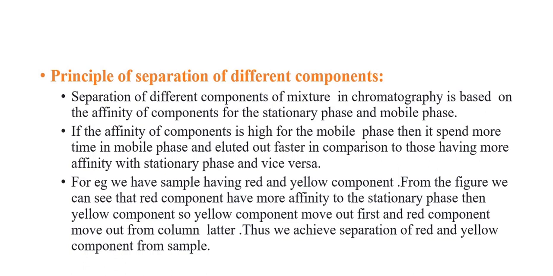If the affinity of the component is high for the mobile phase, then it spends more time in the mobile phase and elutes out faster in comparison to those having more affinity with the stationary phase, and vice versa. For example, we have a sample having red and yellow components. From the figure, we can see that the red component has more affinity to the stationary phase than the yellow component. So, the yellow component moves out first and the red component moves out of the column later. Thus, we achieve the separation of the red and yellow components from the sample mixture.